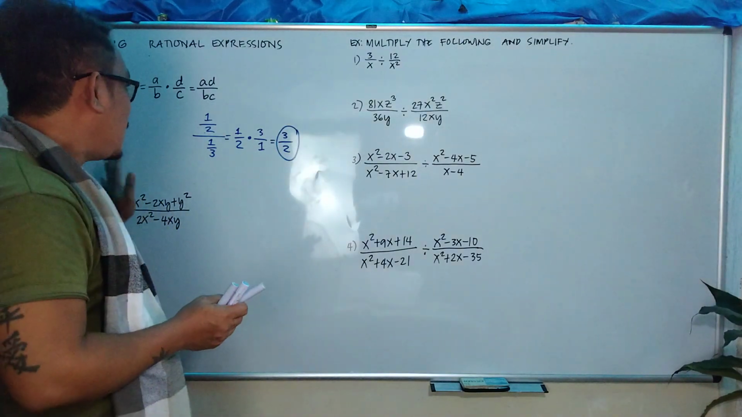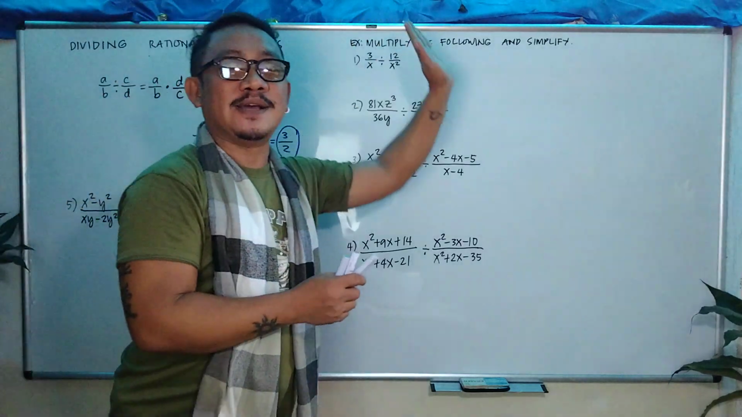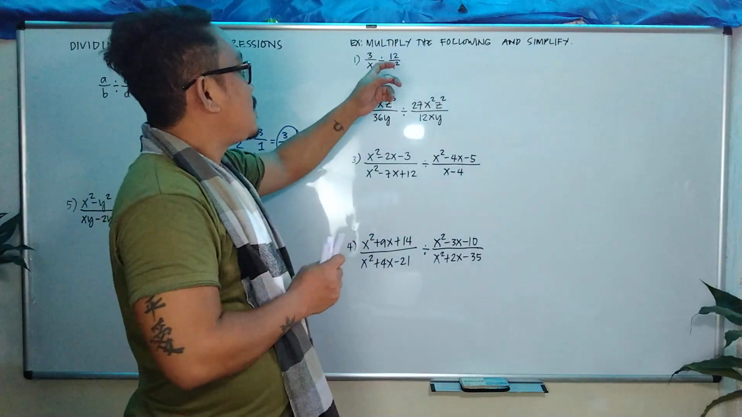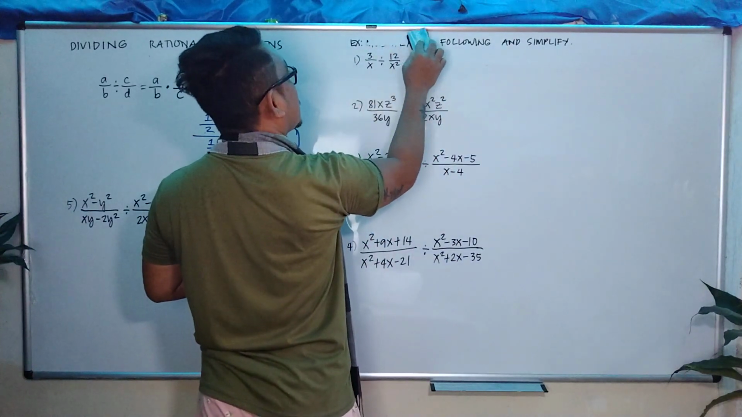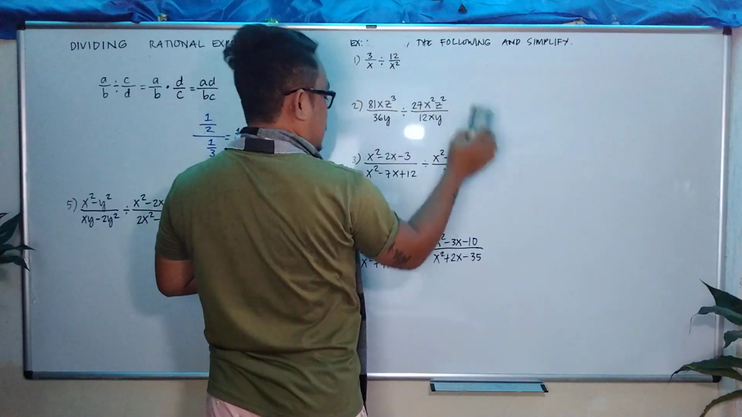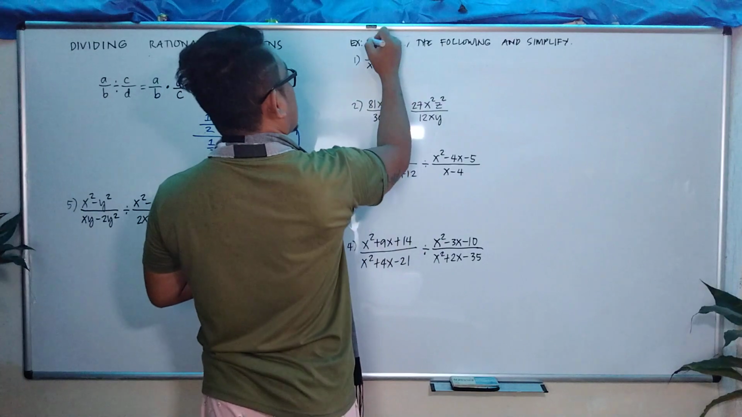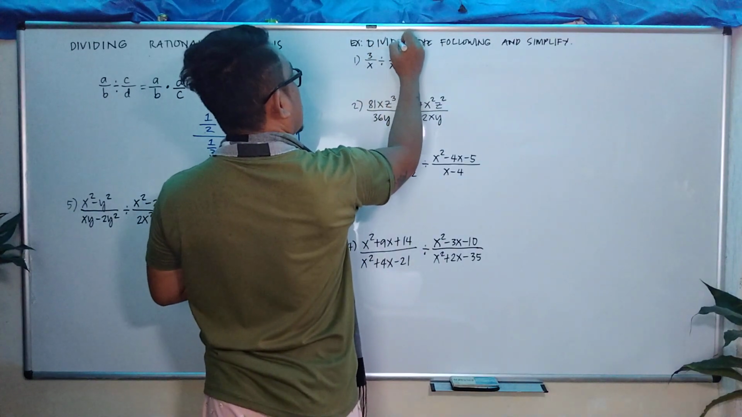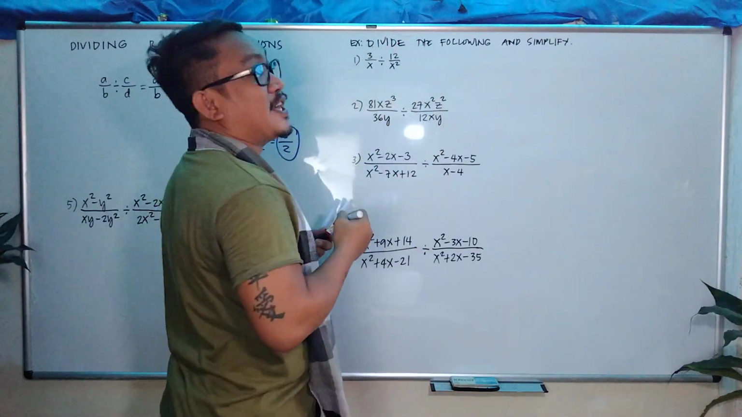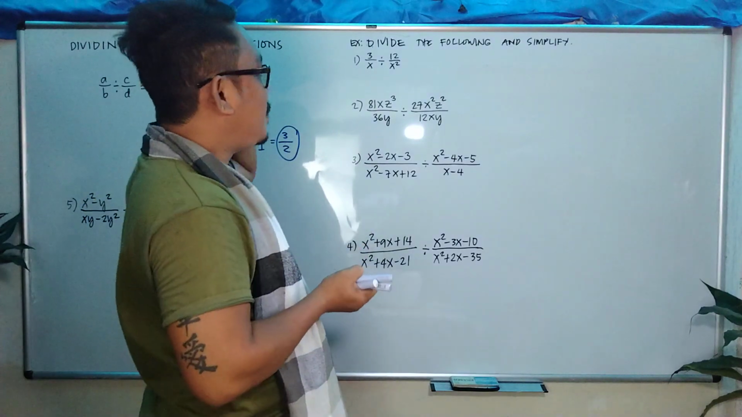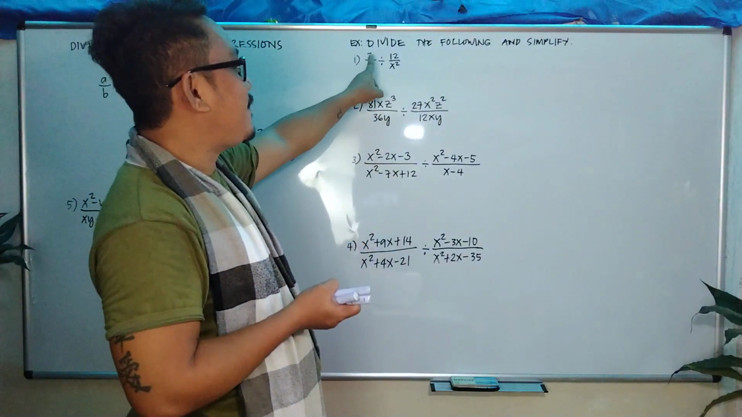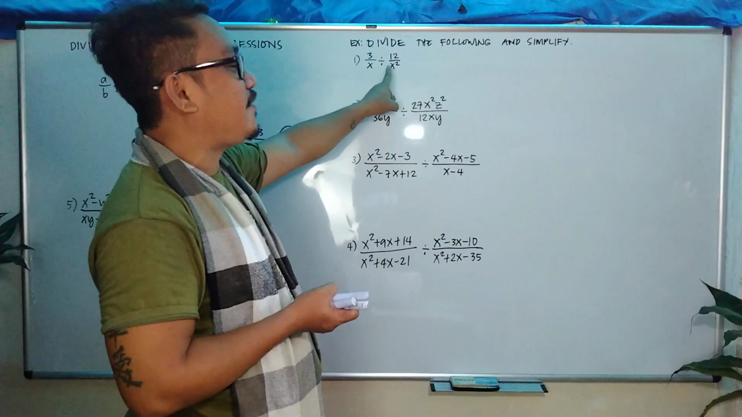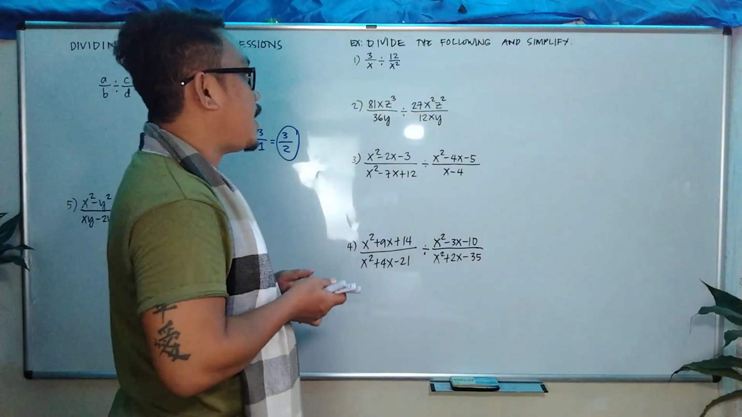Let's apply this concept to our examples here. Divide the following and simplify. Number 1: you are given 3 over x divided by 12 over x squared.